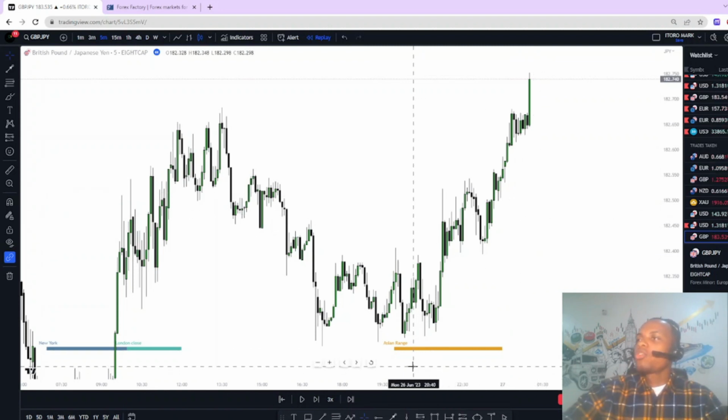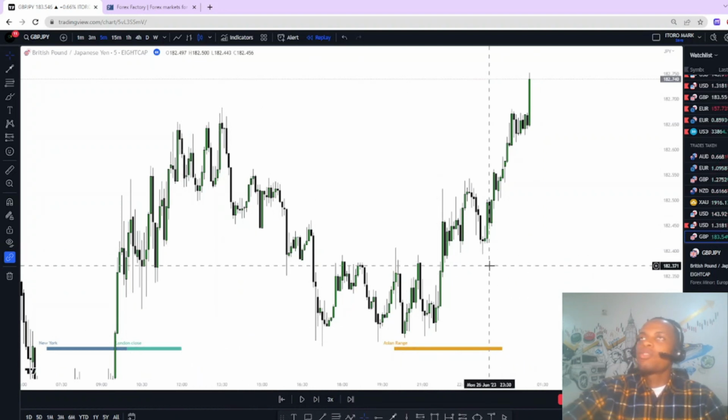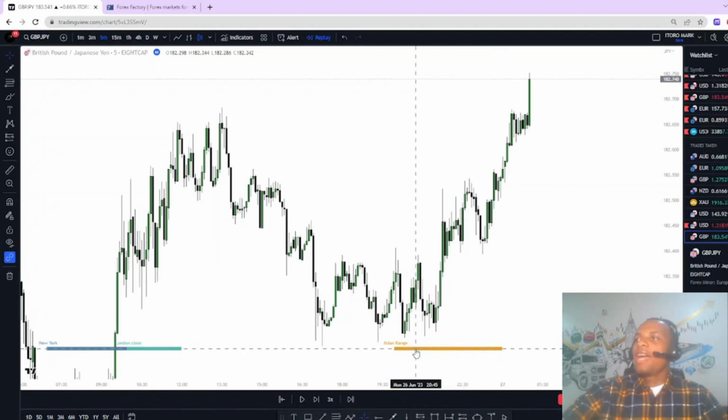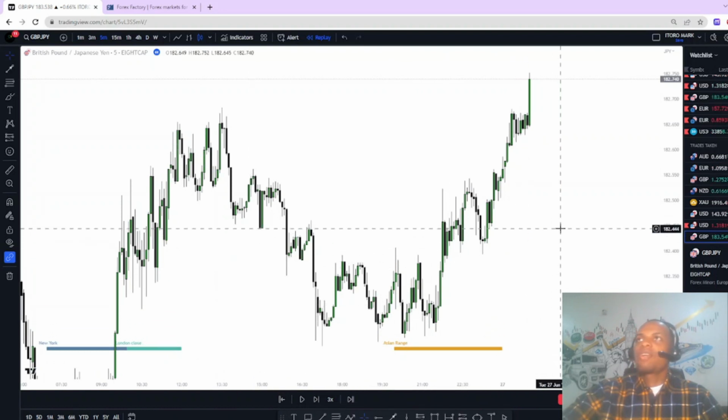Now for those of you wondering what this is, right, this is a time zone indicator. Remember I told you that this trade setup forms during London session around 2 a.m. to 5 a.m. New York time and 7 a.m. to 11 a.m. New York time, right? So I have this already marked out on my chart so I don't get distracted, right?